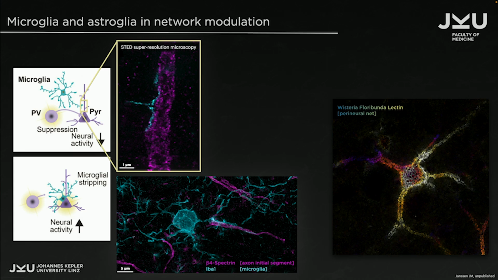Now, after optimizing imaging for confocal, we also want to take a step further and see if we can resolve the nanoscale structure of these microglia AIS interactions and to see if they actually prefer these AIS or these structural protein deficient sites or rather cluster kind of randomly alongside the AIS.